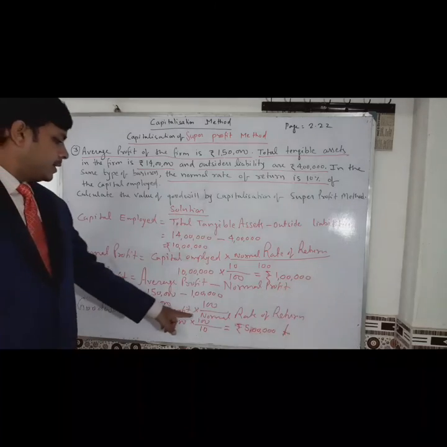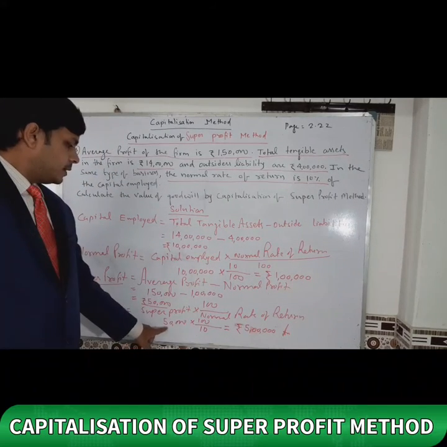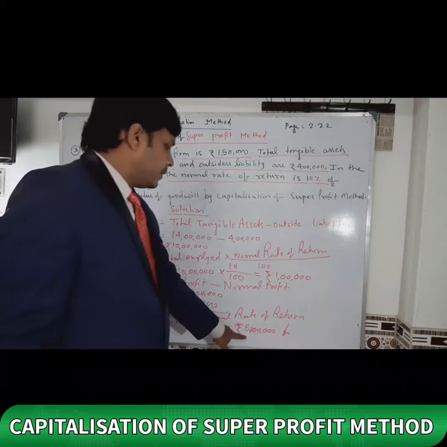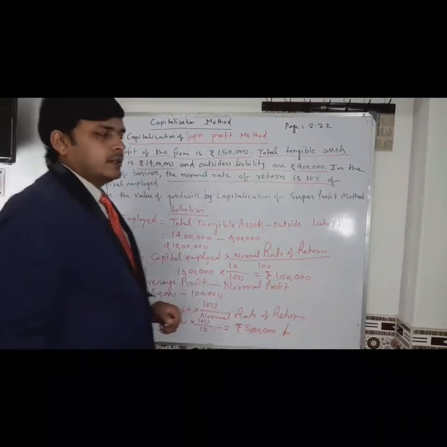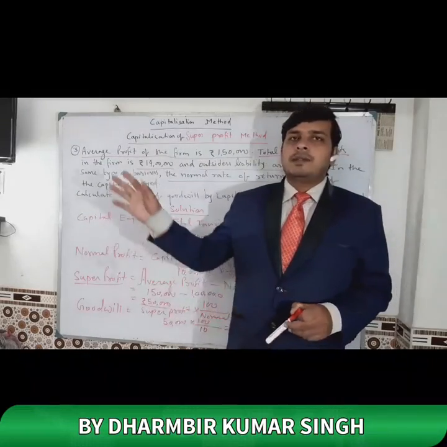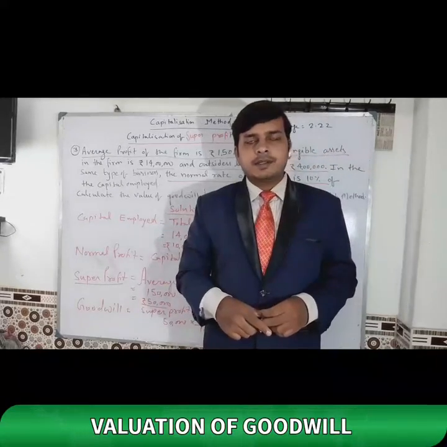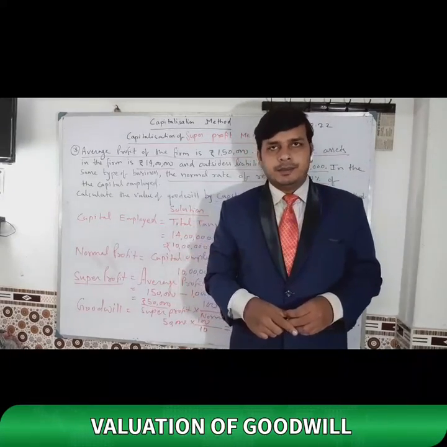Goodwill is equal to super profit into 100 divided by normal rate of return. Super profit 50,000 into 100 divided by 10 is equal to 5 lakh. This is the answer. So in this video I have discussed the capitalization of super profit method. In the next video I will discuss the next topic. Thanks for watching this video.